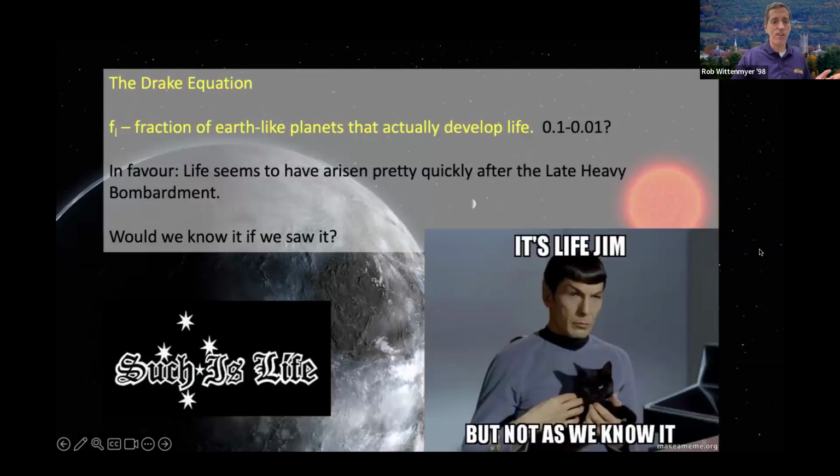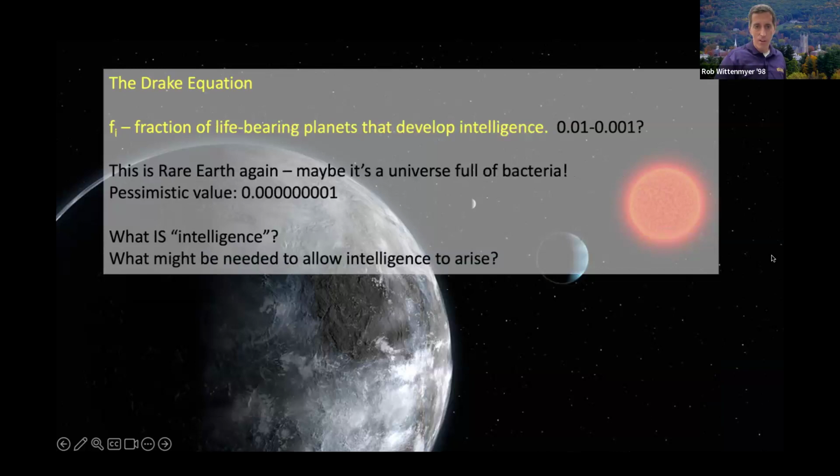Drake equation, at this point we go to speculative, right? In favor of making this number larger is that life seems to have turned up pretty quick once you stopped whacking us with asteroids and, you know, leveling the surface. Bacterial life seems to have turned up pretty quick. So how many of those life-bearing planets that are full of bacteria actually develop intelligence and, you know, bang rocks together and stuff? It depends who you ask, right?